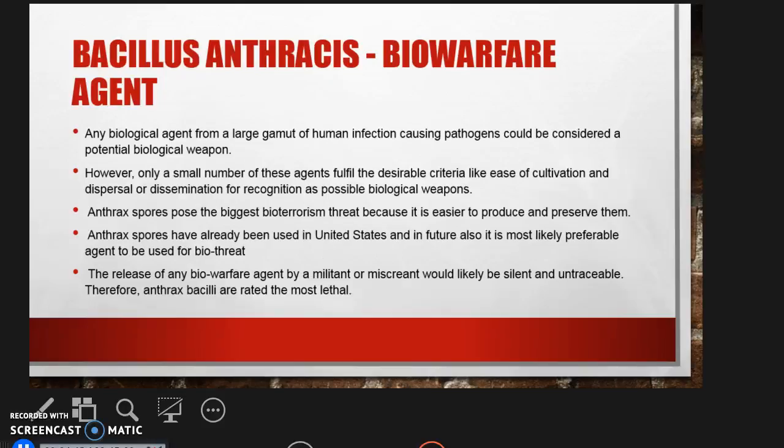Furthermore, anthrax spores pose the biggest threat because it's easy to produce. So there's a component of ease of cultivation, dispersal, and dissemination. These spores have already been used in the U.S. and are a very preferable agent to be used in the future by any militant or miscreant because it would likely be silent and untraceable. Therefore, it makes it the most lethal.